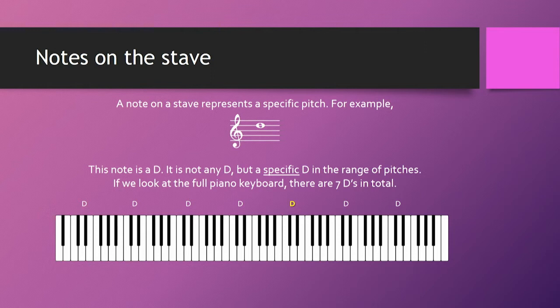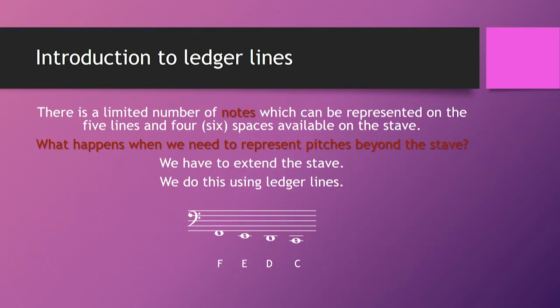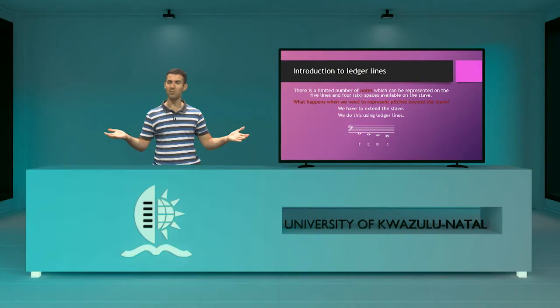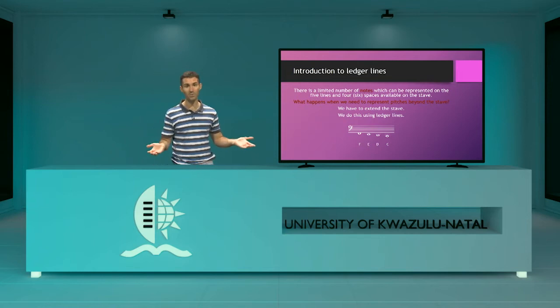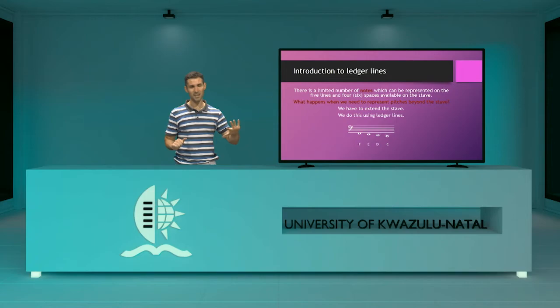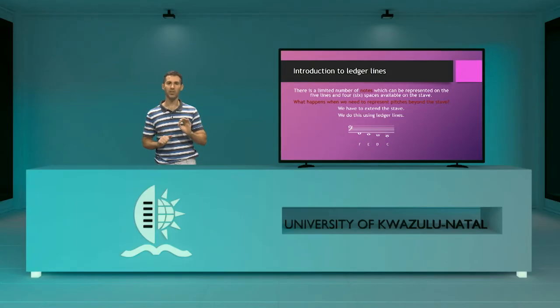But perhaps what you will have noticed is that if we were to use both the treble clef and the bass clef together, we wouldn't be able to notate all of the notes on the piano that we've just seen because there wouldn't be enough space. There are, after all, only 5 lines and 4 spaces, 6 spaces if you count the space at the very bottom and at the very top. That doesn't give us very many notes. So how do we extend the stave so that we can show those notes specifically? We can do this using something called ledger lines.